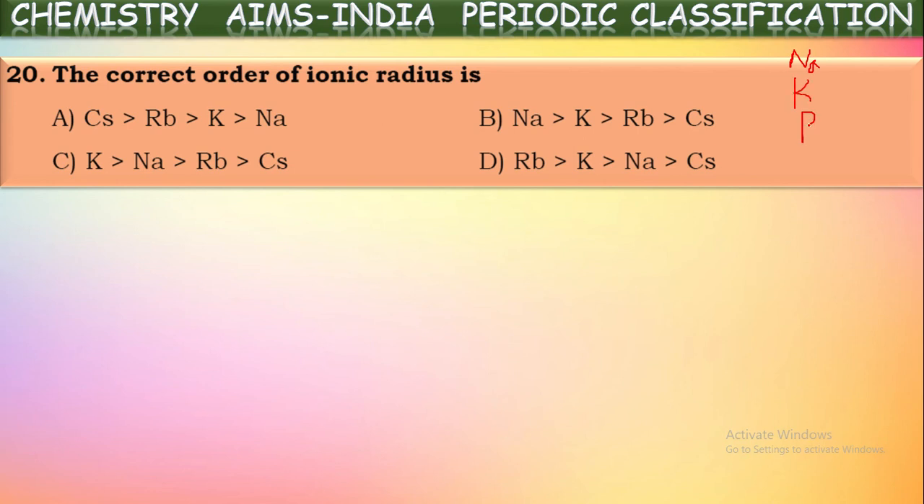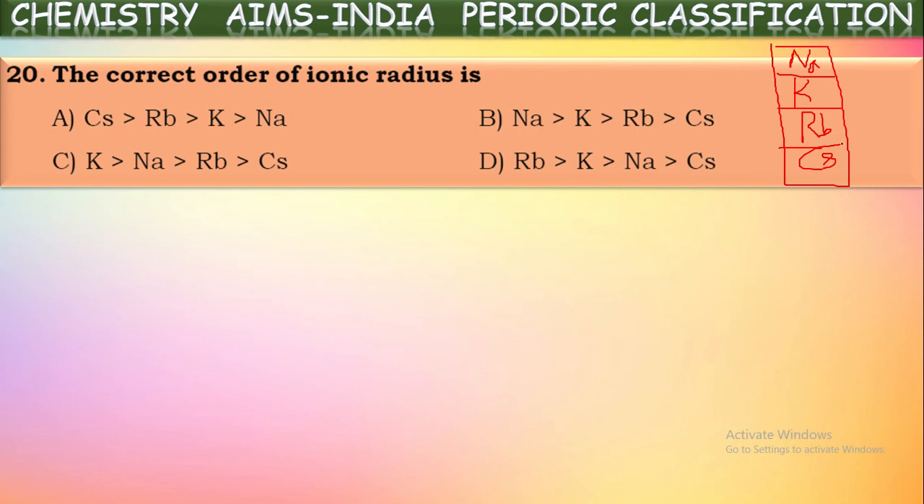Sodium, potassium, rubidium and cesium. Of course, there will be hydrogen and lithium also. So this is the position of these elements in the periodic table in the first A group. Now they're asking to compare their ionic radii or size.